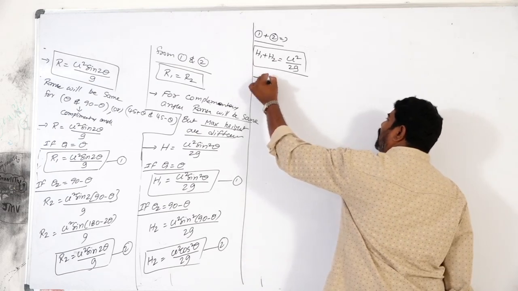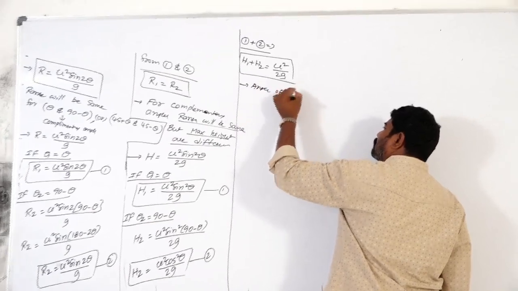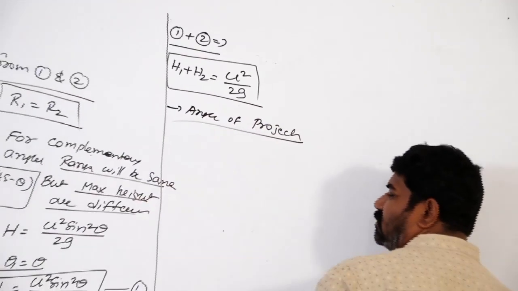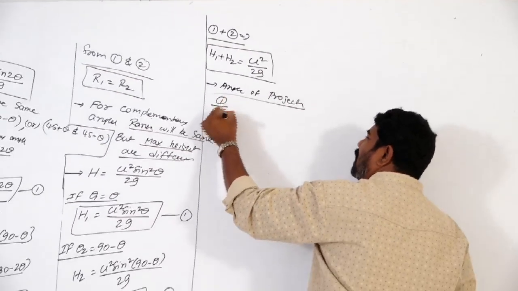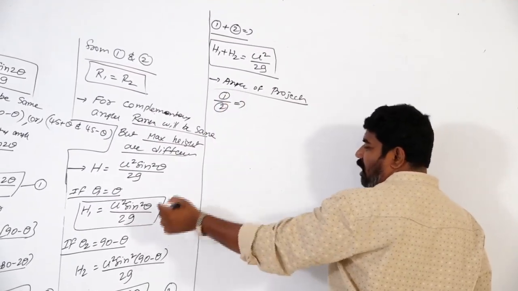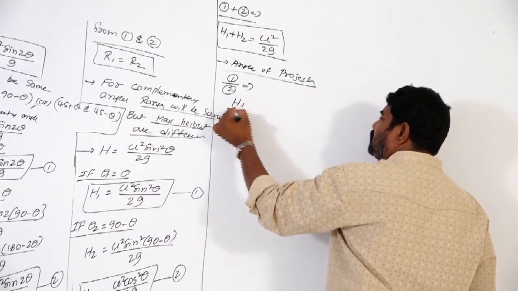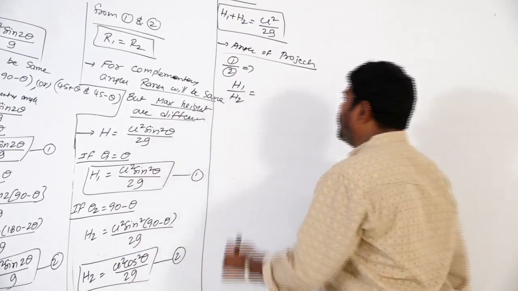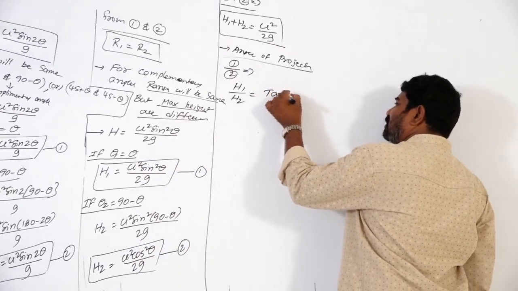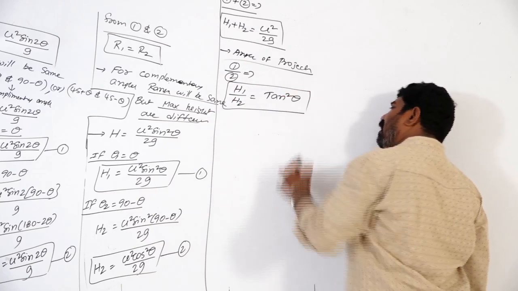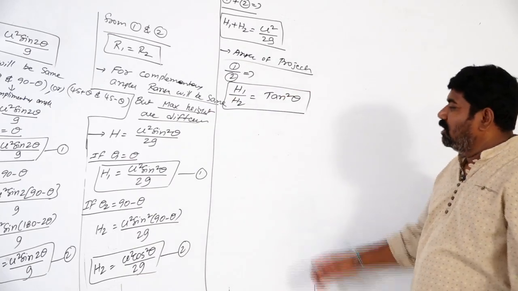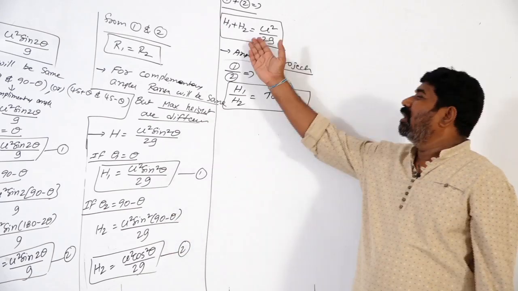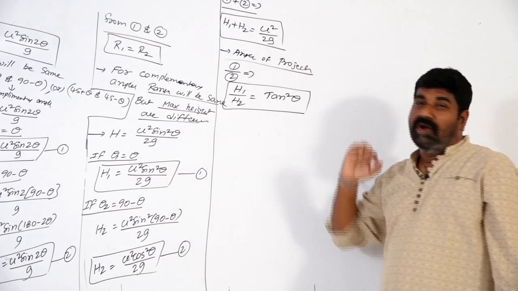Now we want to find the angle of projection. How can we find the angle of projection? Simply, dividing 1 by 2, we get H1 by H2, that is nothing but sin square theta by cos square theta, since u square by 2g cancels. That is nothing but tan square theta. Here, for complementary angles, maximum heights are given. Then we can find the velocity of the projection and the angle of projection.